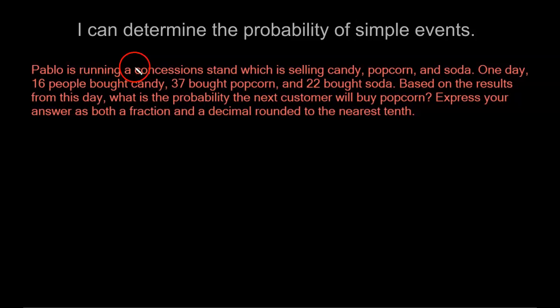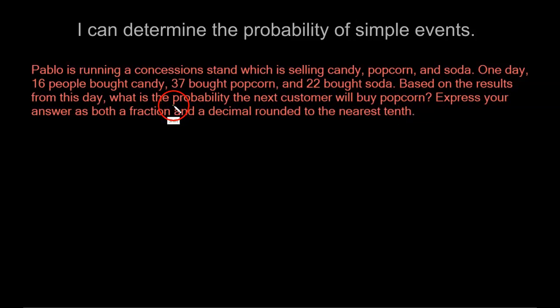It says Pablo is running a concession stand which is selling candy, popcorn, and soda. One day, 16 people bought candy, 37 bought popcorn, and 22 bought soda. Based on the results from this day, what is the probability the next customer will buy popcorn? Express your answer as both a fraction and a decimal rounded to the nearest tenth.